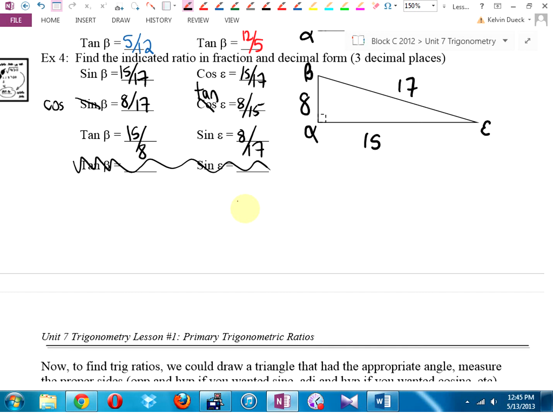Do you get in the first column 15 over 17, 8 over 17, 15 over 8? Mm-hmm. And in the second column 15 over 17, 8 over 15, 8 over 17? Mm-hmm. Okay. This is not the useful part, by the way, Sam. This is actually boring and a waste of time, but I have to start out with this, because first of all, the key is, can you label the sides? Do you understand the difference between an opposite, an adjacent, and a hypotenuse?